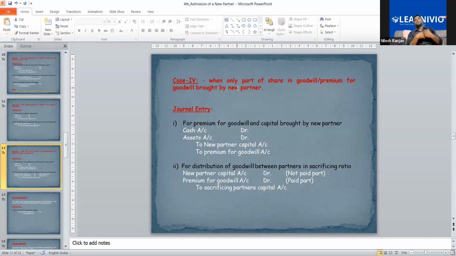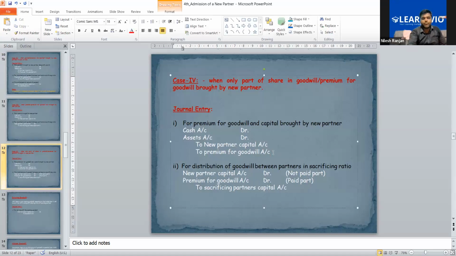We are asking him to bring 10,000 as goodwill because that 10,000 will be distributed between the old partners, the existing partners. But he's bringing only 6,000. So like we have done in the previous case, where we deducted money from his capital account, again the remaining amount which he will not bring, we will deduct from the capital. You can see the journal entry: cash account debit, assets account debit, to new partner capital account, to premium for goodwill account. This premium for goodwill is the paid part.